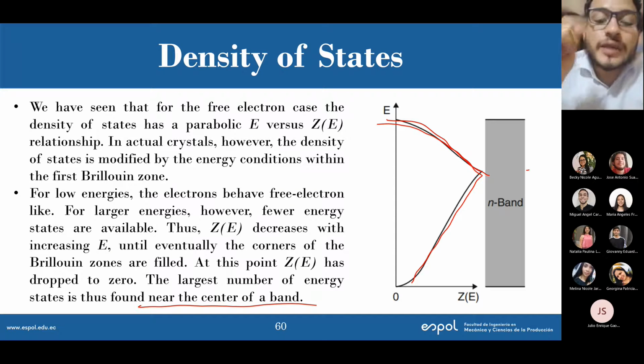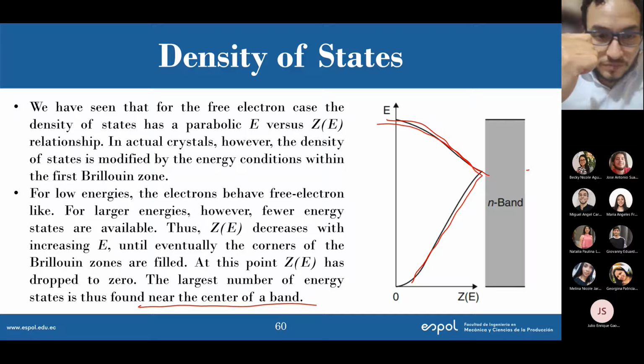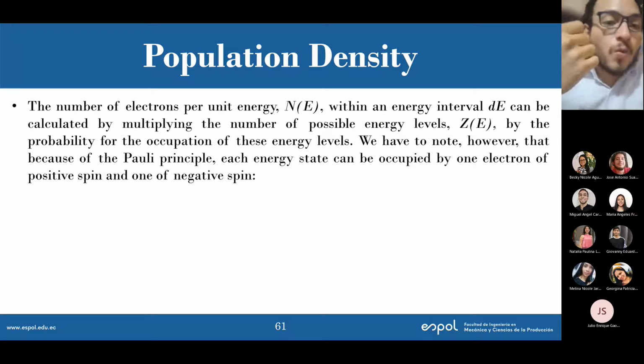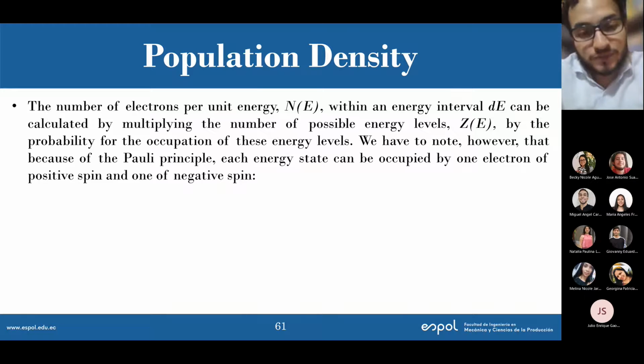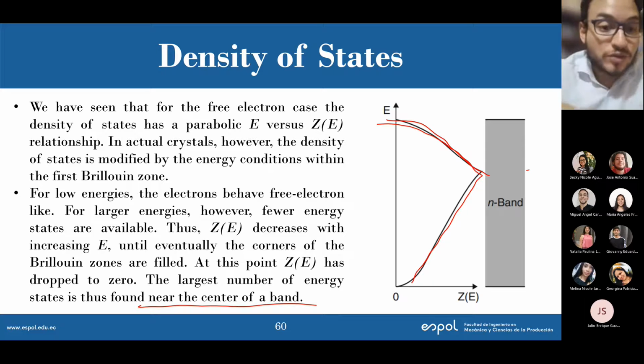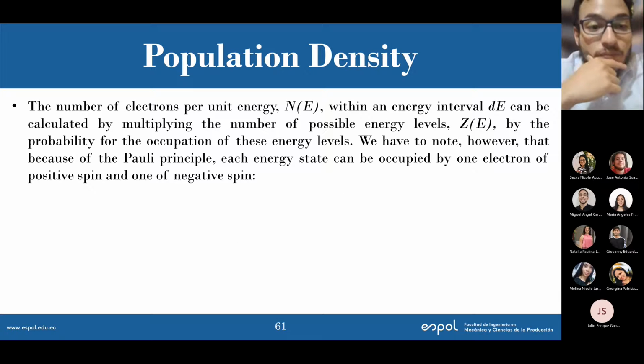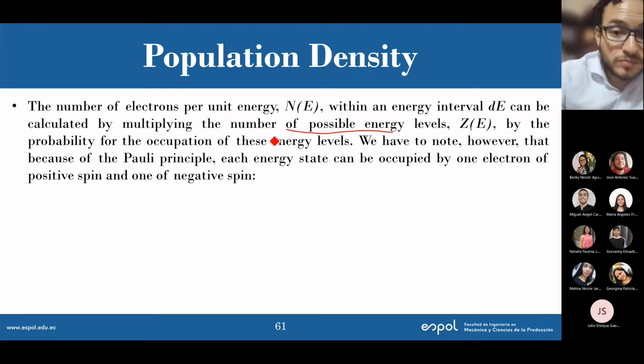Okay, so we got the density of states. Now, what's the number of electrons per unit energy? So actually now, how many electrons do I have? And I can use this concept of density of states if I multiply the number of possible energy levels by the probability for the occupation of these energy levels.